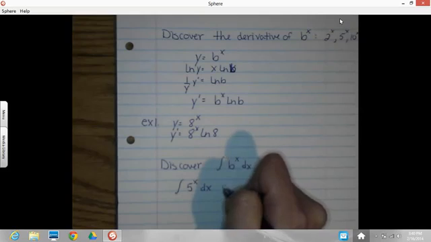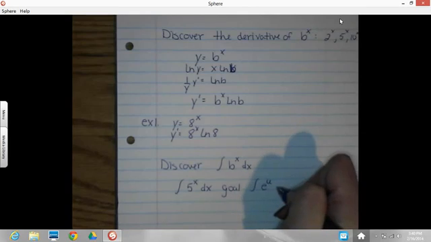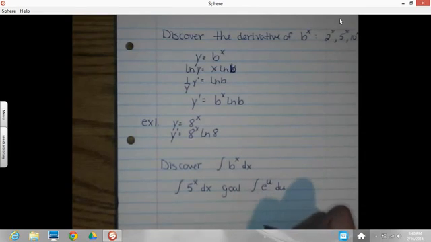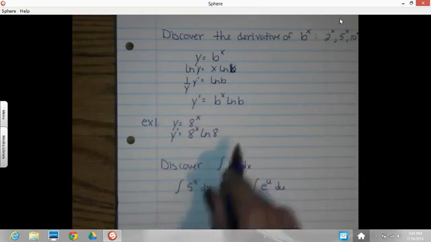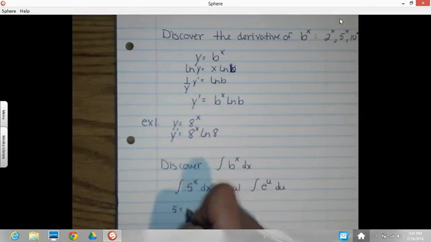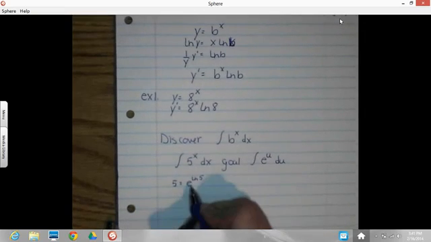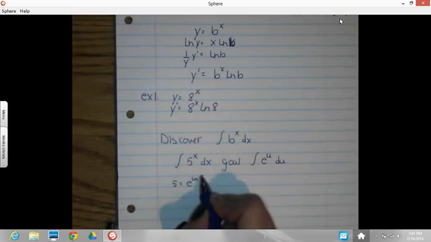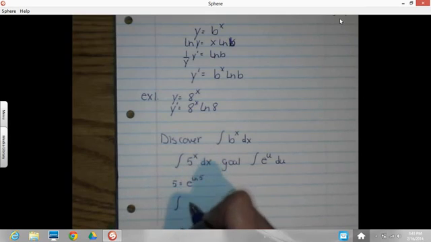Our goal is to get this in the form of e to the u du. Because I know e to the u integrates back to itself. So what I'm going to do is rewrite the 5 part of this, just the whole number 5. 5 can be rewritten as e to the ln of 5. Because remember, when you have that e raised to the ln, they just cancel out and you're left with this. So I'm going to replace the 5 with this e version of 5. So what I'll have is e to the ln of 5 times x.